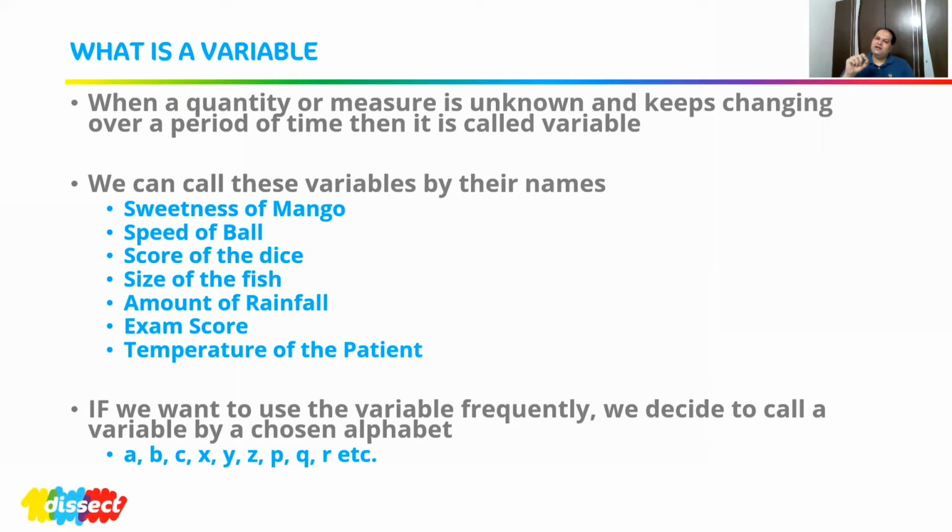Or you could just give it a name of the variable, say S for sweetness, or A or B or C, any letter you can give. So usually, you can use capital letters or small letters. Usually in mathematics, as a convention, small letters are used to denote that a particular quantity, a particular measure, whatever it is trying to communicate, is variable. And what does that variable mean? It is unknown and it keeps on changing.